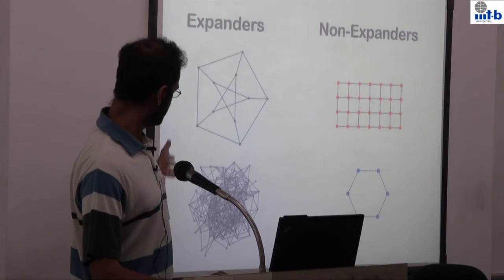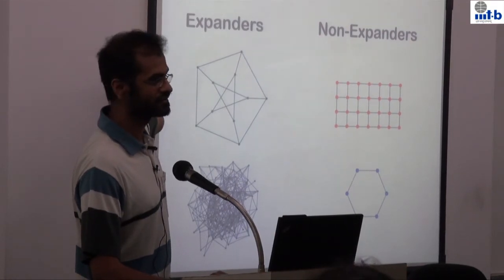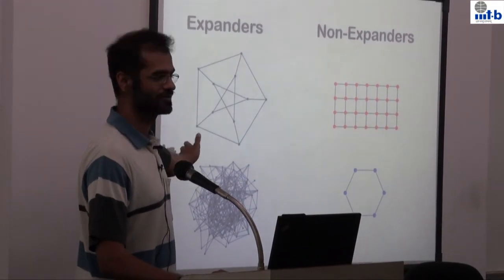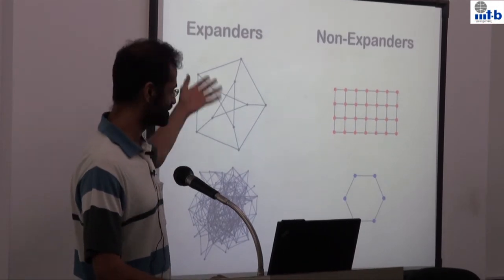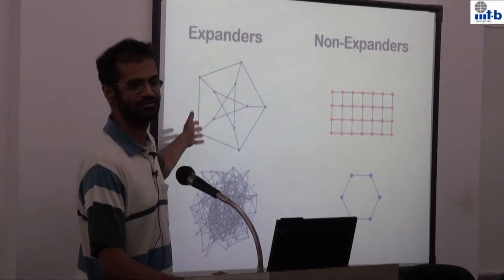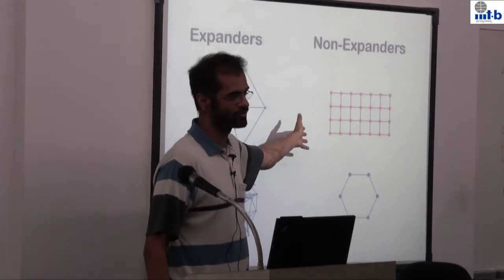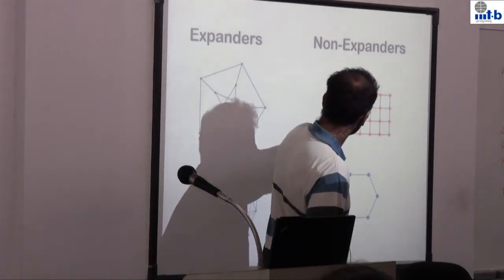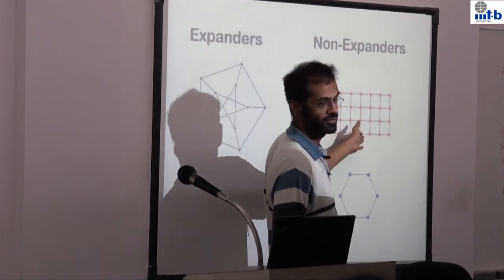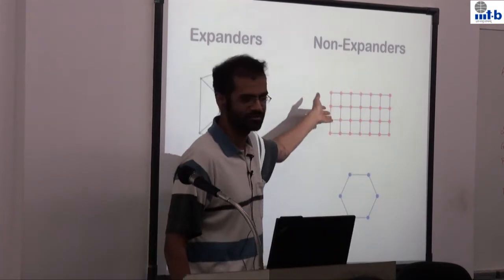If you've never seen an expander, let me just show you some pictures. The graphs on the left are expanders. This is the Petersen graph, and this is a random graph on some number of vertices. These are very well connected, and they satisfy any reasonable notion of expansion that you would be interested in. And these are not expanders under any reasonable notion. It's easy to cut this into 2 pieces by cutting very few edges. It's not a well-connected graph. It's also clearly not random in any sense.